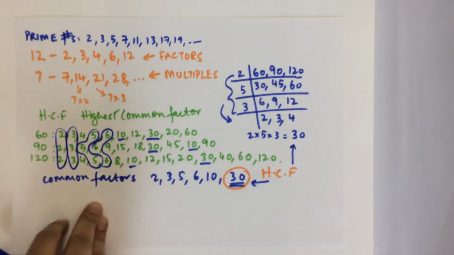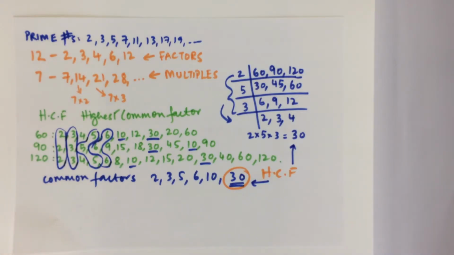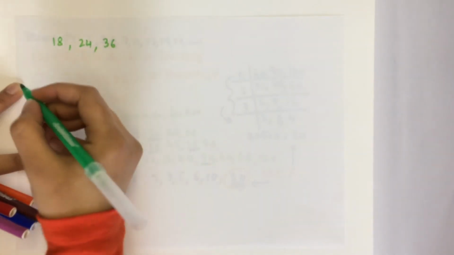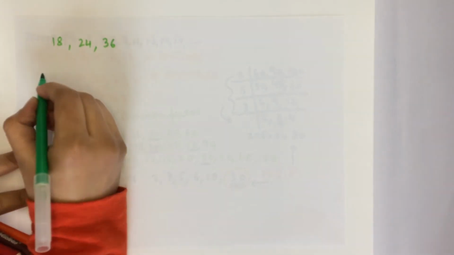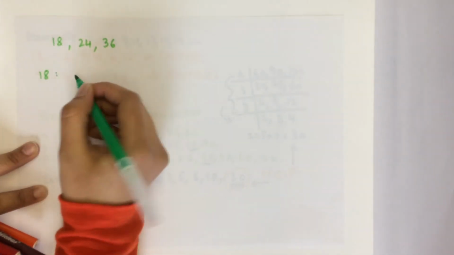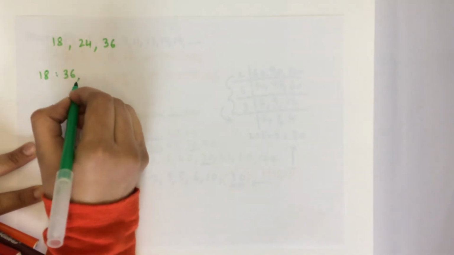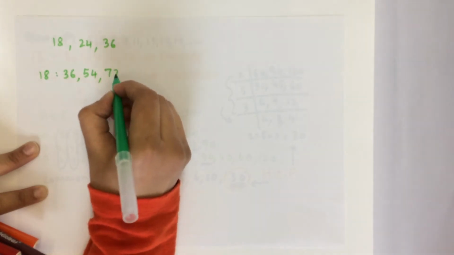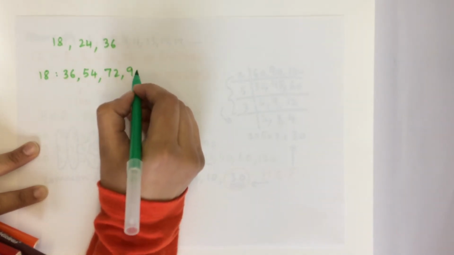Moving on to lowest common multiple. Now, I'll explain using an example again here. Let's say for example, I'm interested with 18, 24, and 36. Let's quickly list down multiples of these. 18 2 times is 36. 18 3 times is 54. 18 4 times is 72. 18 5 times is 90.